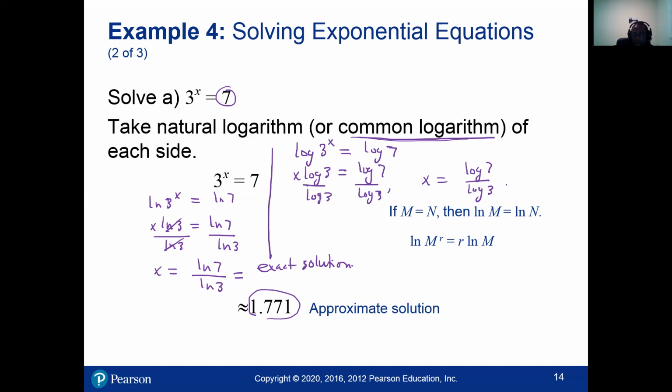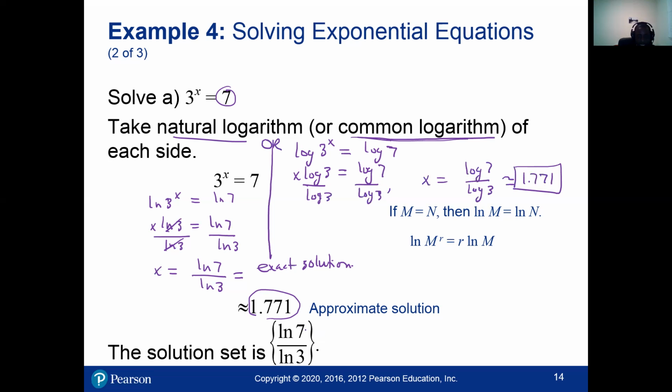Now, if you evaluate this, you will get 1.771. It will be the same answer. So either you take natural log on both sides, or you take the common log, the log to the base 10, on both sides. Each will give you the same solution.